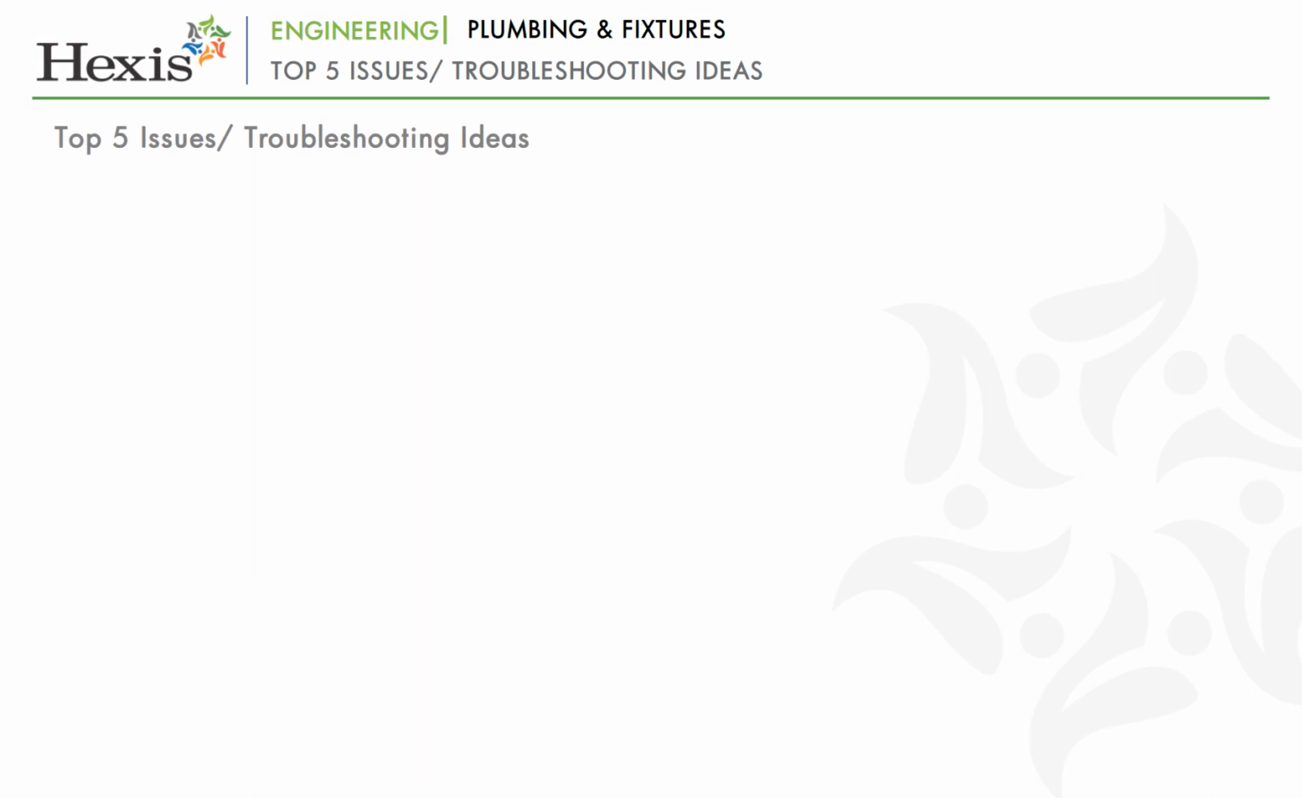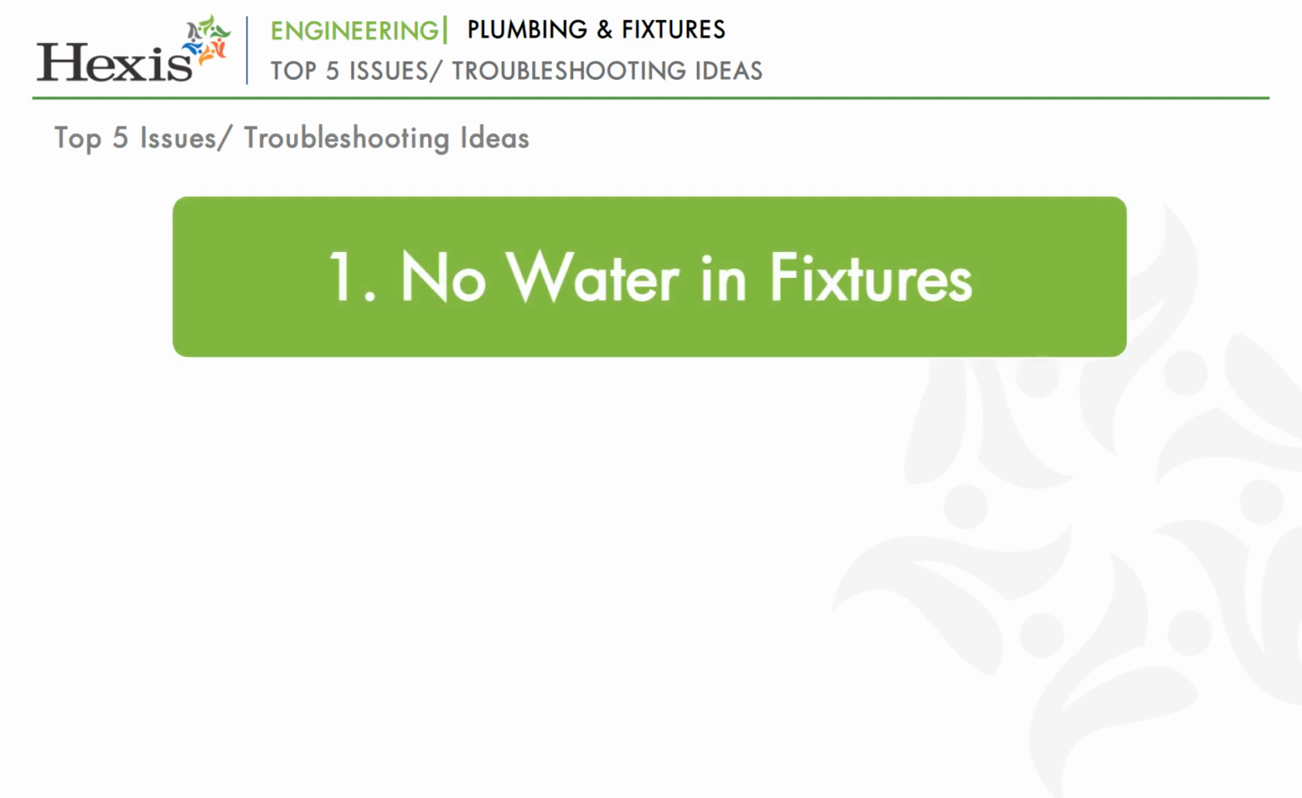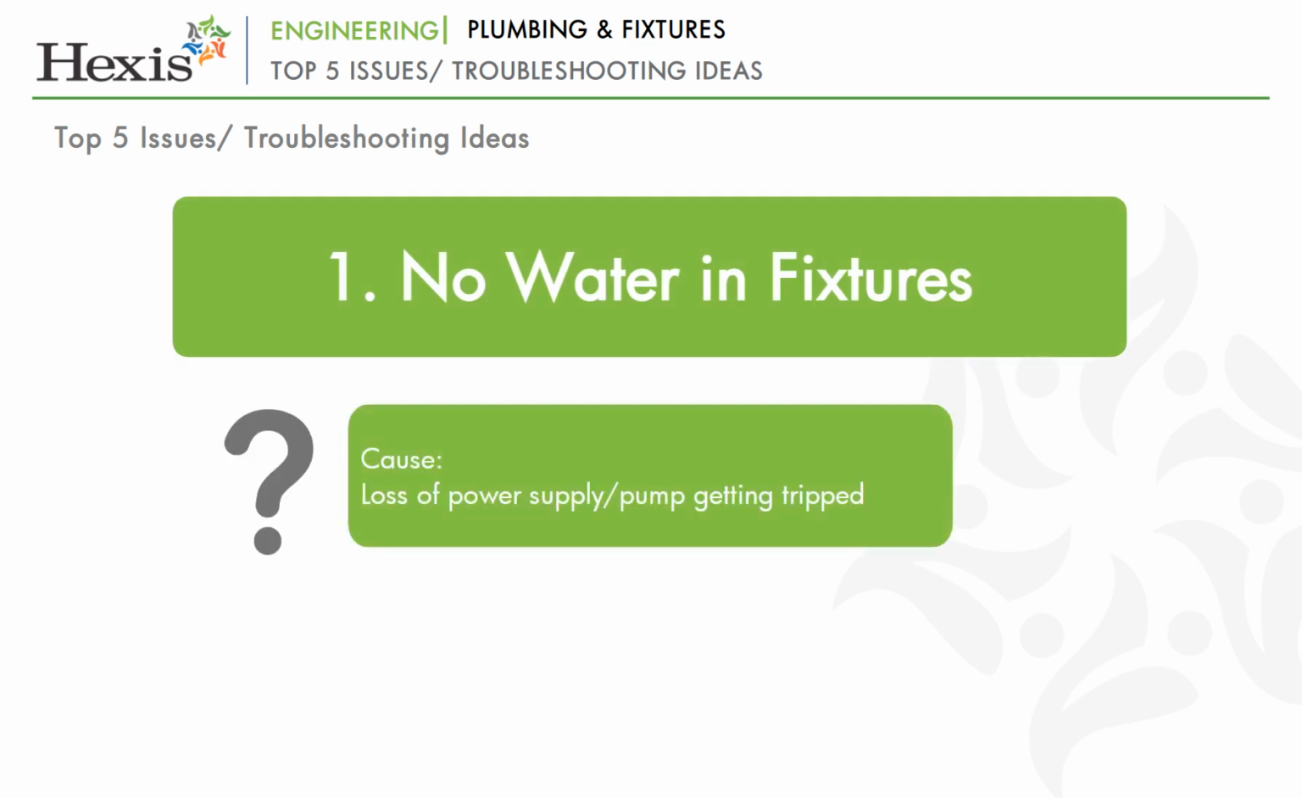Let us take a look at the most common problems faced in the facility due to plumbing issues and troubleshooting ideas for them. The first most common problem is no water in fixtures. This will usually happen due to the pump getting tripped or loss of power supply. This will normally impact all fixtures in the building. If only one floor or one side of the building is impacted, it could be because of a closed valve or clogged riser.